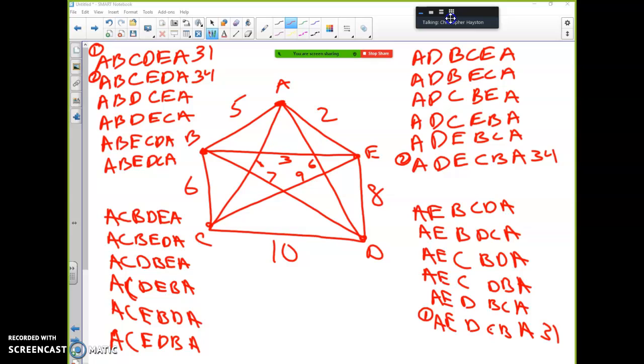So now I go to my third one. B, D, C, E. So now I'm looking for E, C, D, B. E, C, D, B. That's my third mirror image. A to B is 5. B to D is 7. That's 12. D to C is 10. That's 22. C to E is 9. That's 31. And E to A is 2. That's 33.